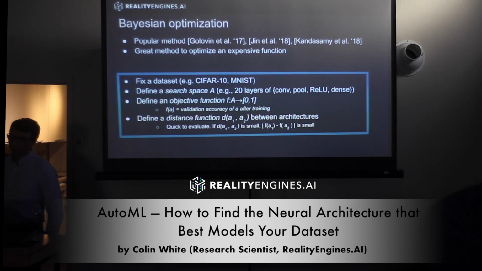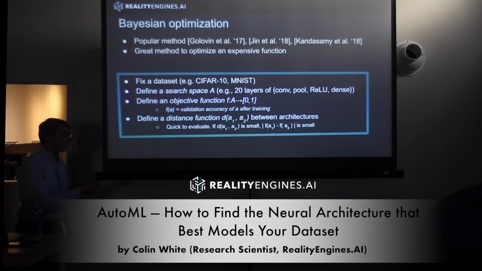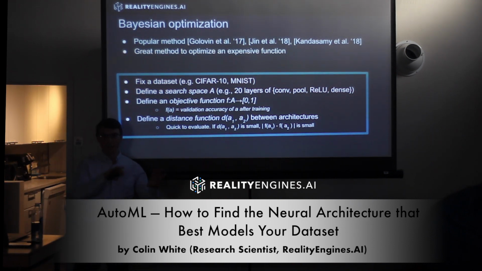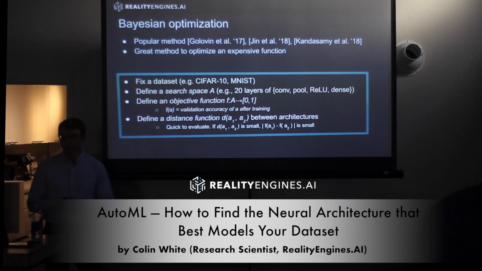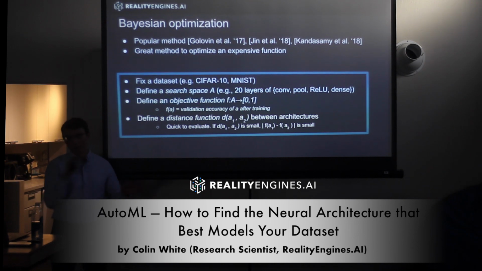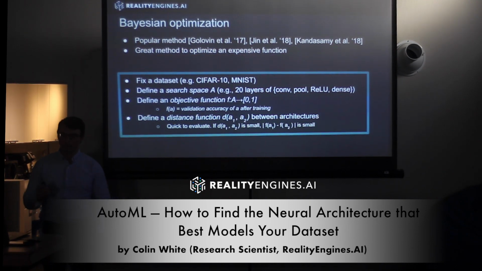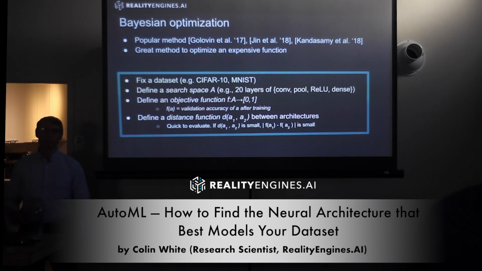Okay, and it's pretty common to use some heuristic for this, like look at the architectures. If the layers are pretty similar and the operations are pretty similar, then we give a small distance, and if they're widely different, then we give them a large distance.